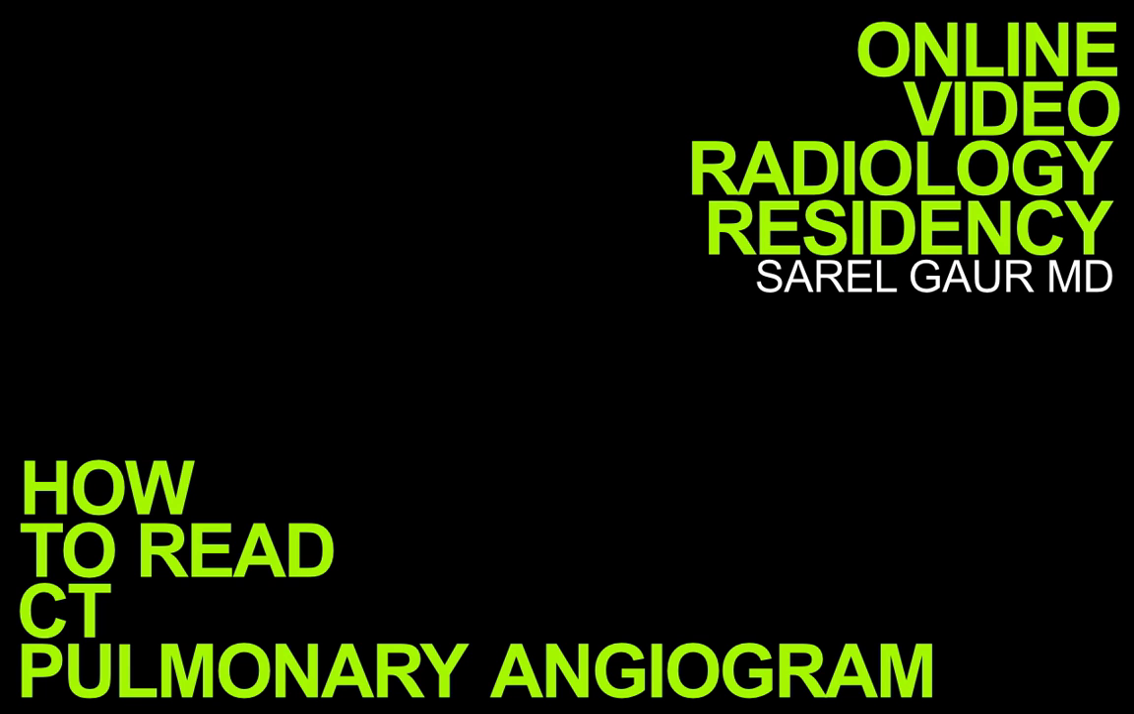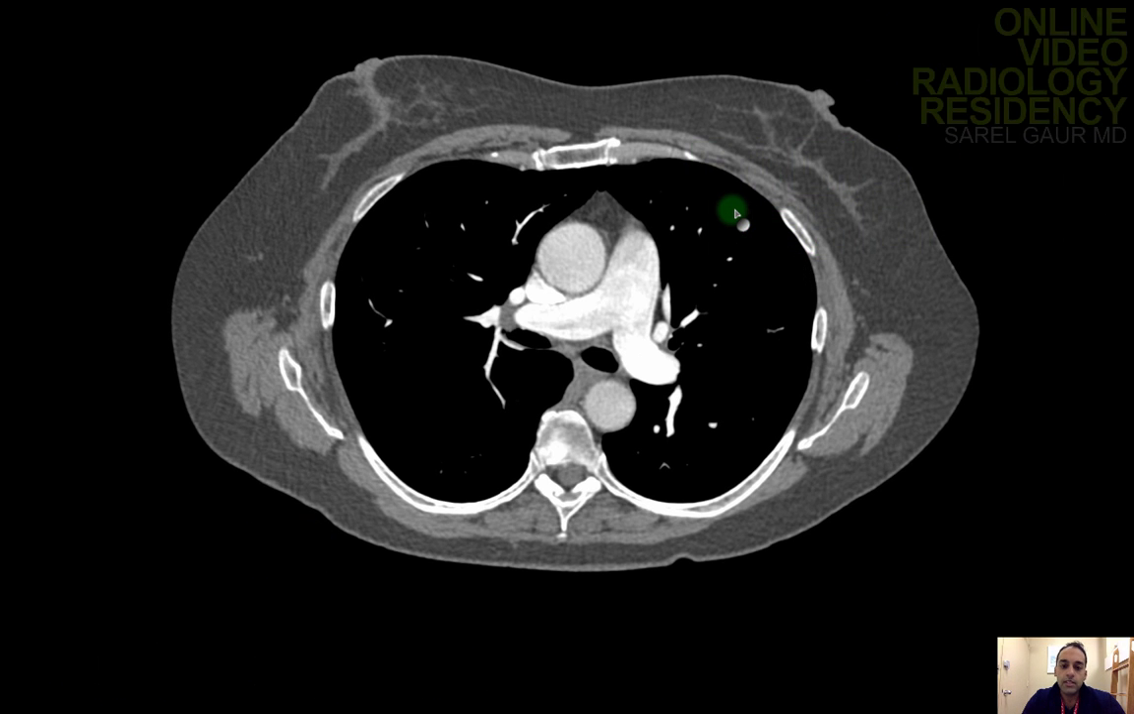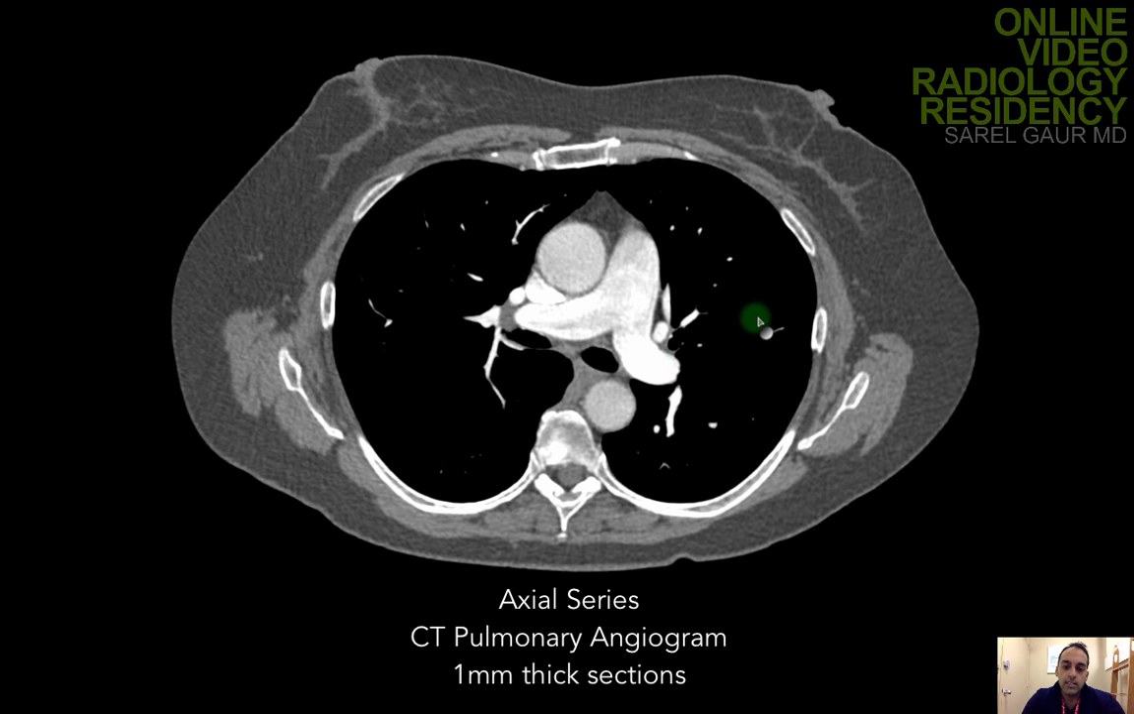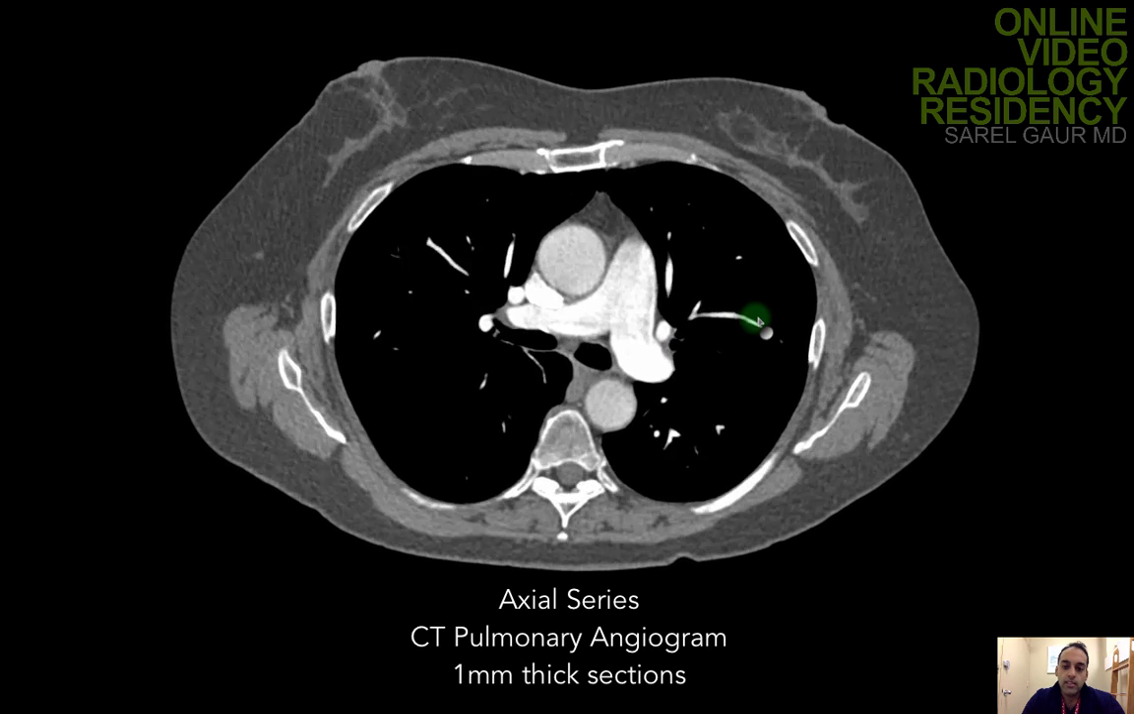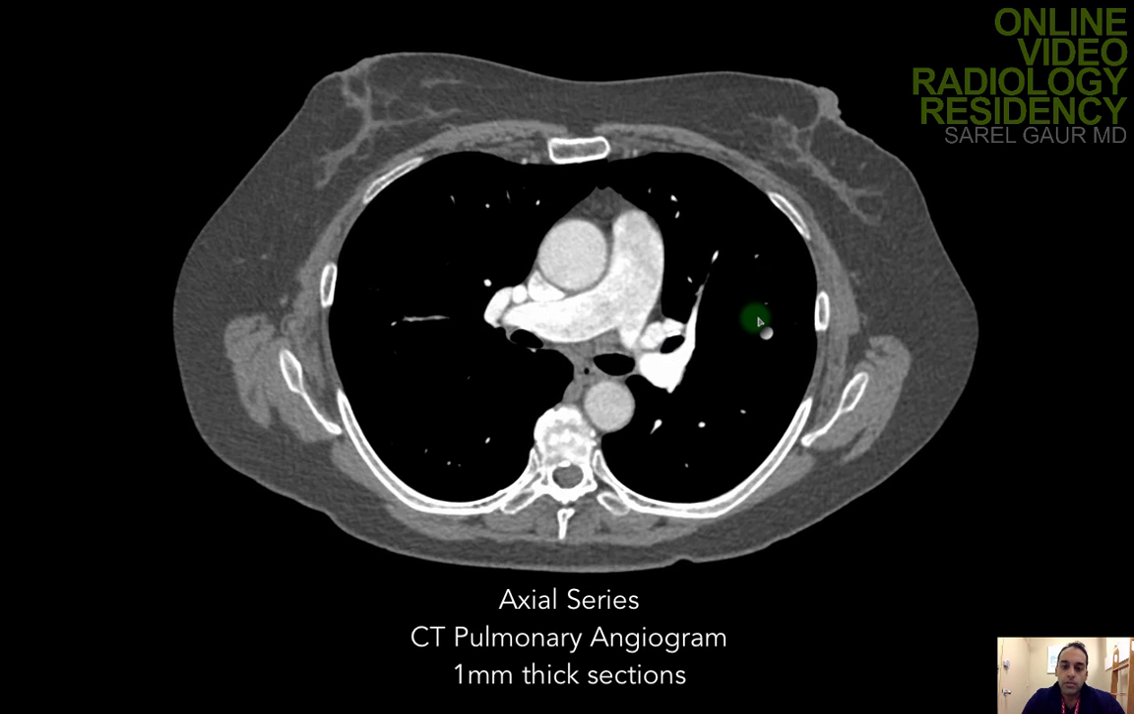Okay, welcome to How to Interpret a CT Pulmonary Angiogram Part 2. Now I'm going to go through step by step how to interpret a CT pulmonary angiogram. What I have here is a CT pulmonary angiogram at 1 millimeter slice thickness. This is the axial plane, and I'll go through it step by step how to interpret this.